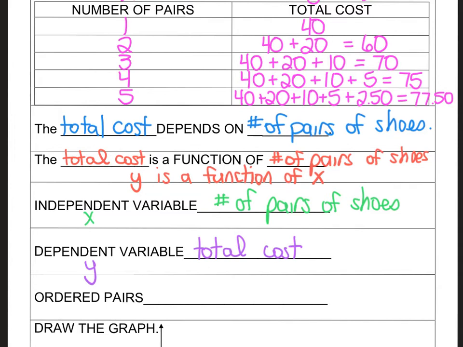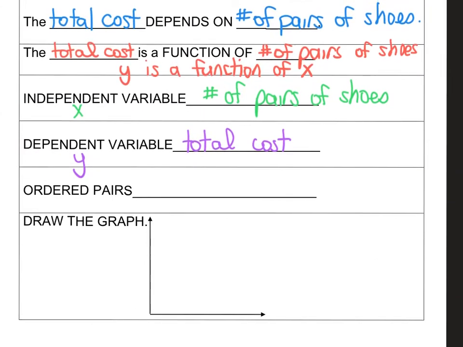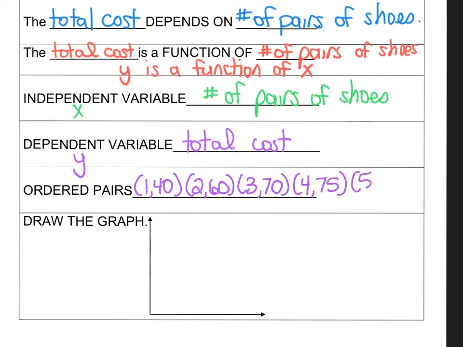So we do have it in table form. Now they're asking for it in ordered pairs. So we would just write our X and our Y. So 1 pair, $40. Don't worry about the dollar signs in your ordered pairs. 2 pairs, $60. 3 pairs, $70. 4 pairs, $75. And 5 pairs, $77.5.